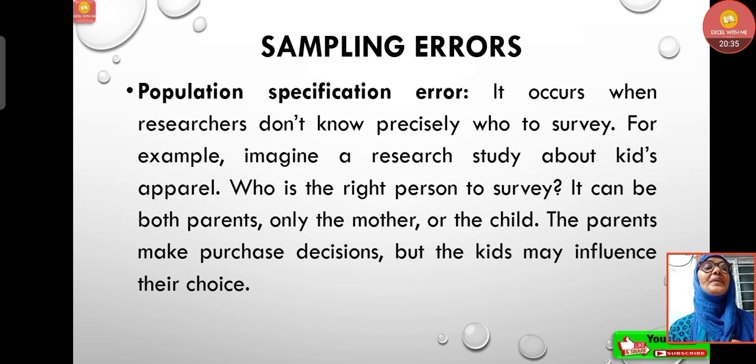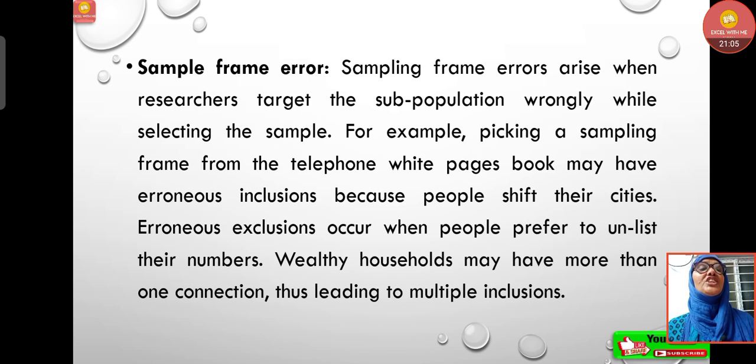Now what are the sampling errors here? Population specification error, it occurs when researchers do not know precisely who to survey. For example, imagine a research study about kids apparel. Who is the right person to survey here? It can be both parents, only the mother or the child, because the parents make purchase decisions, I want this, I want that, but the kids may influence their choice. So this population specification error can happen.